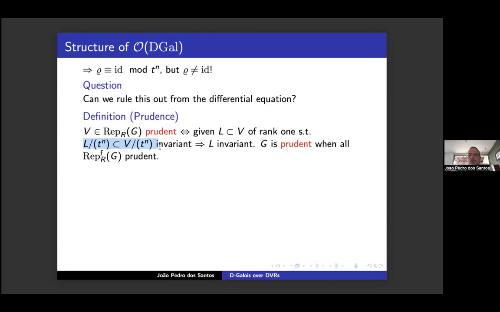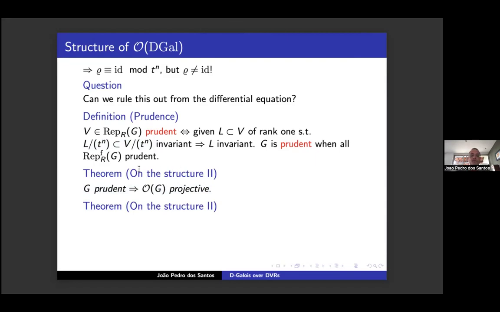Well, I want to rule that out. I want to say that if this line is invariant modulo t, then L itself is invariant. Basically, quickly saying, if something is invariant modulo t^n for all n, then it has to be invariant itself. So some sort of completeness property of invariance. And then you prove the theorem: if I have this property, then my ring is a projective module.